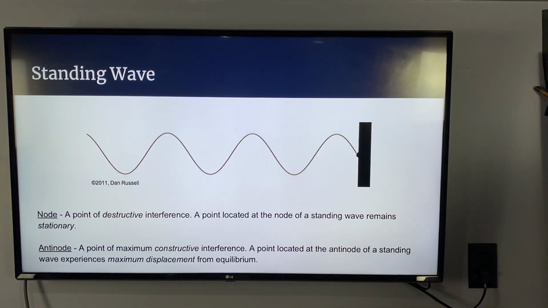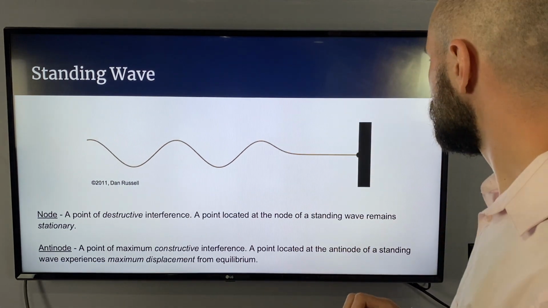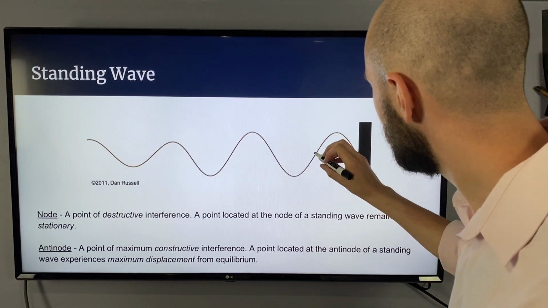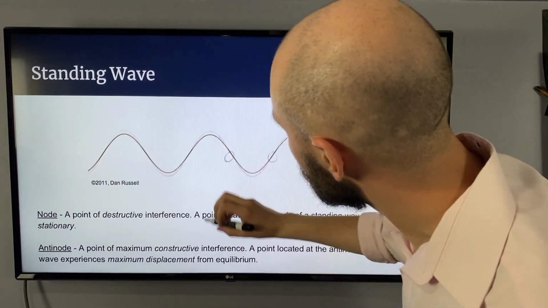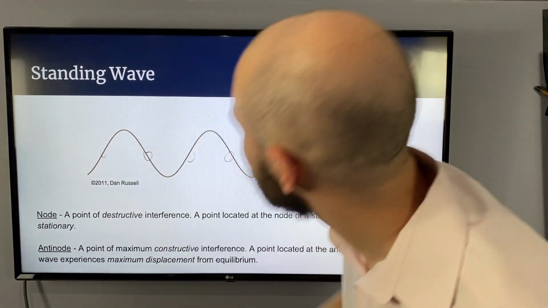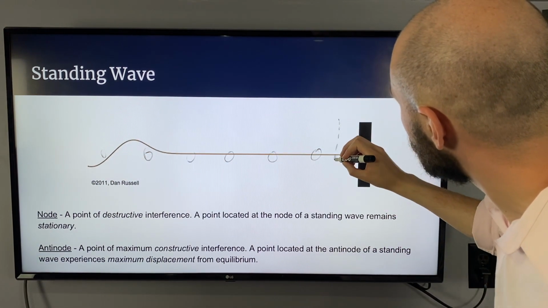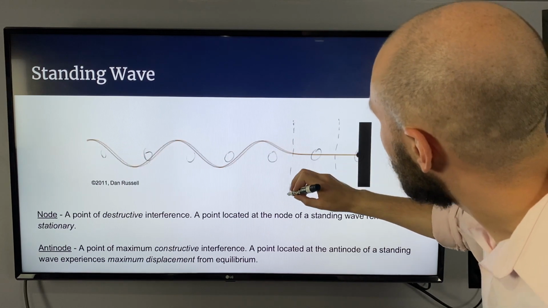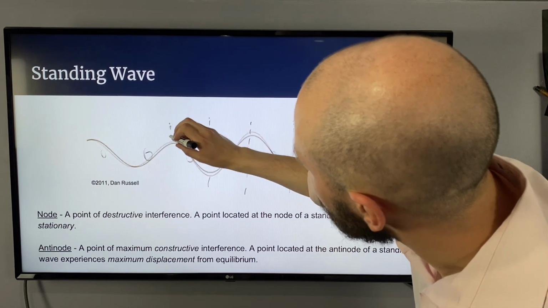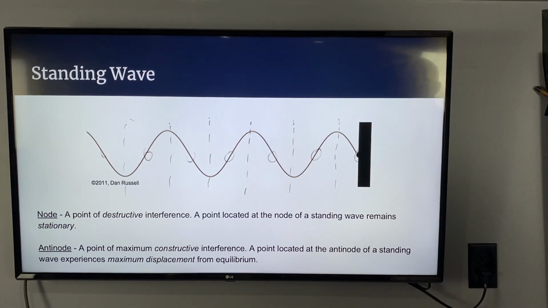The way I like to identify nodes and antinodes is I kind of draw little circles where the nodes occur. Here's a node, believe it or not. There's a node, there's a node, there's a node. Node, node, right? Node. And then the antinodes will be halfway between each one. I can even draw it before the wave heads in. These dotted lines are where the maximum constructive interference will occur. There they are. Is that magic?